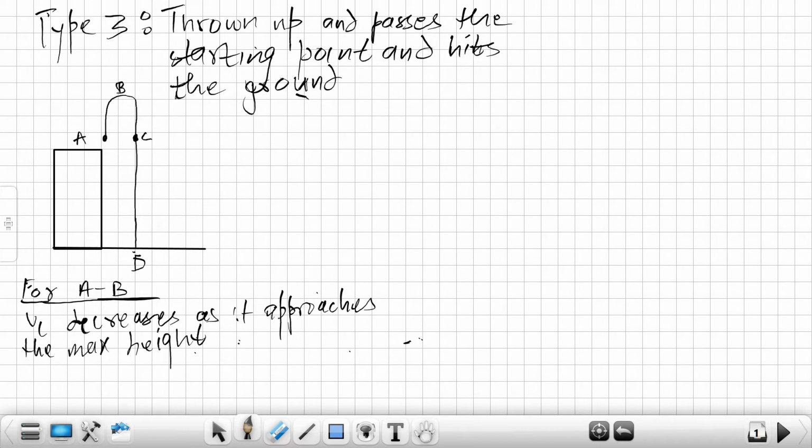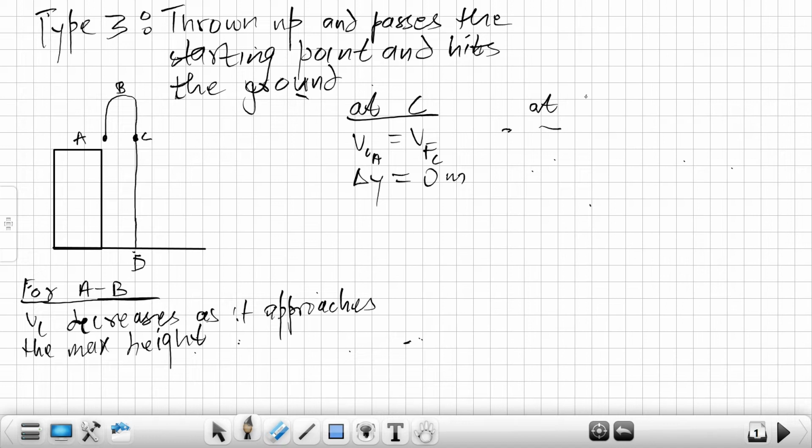But now what happens at C? At C, as number 2, V initial at A is equal to V final at C. And we explained that our delta Y here will be equal to 0, with reasons stipulated in the previous video. Then what happens at D?